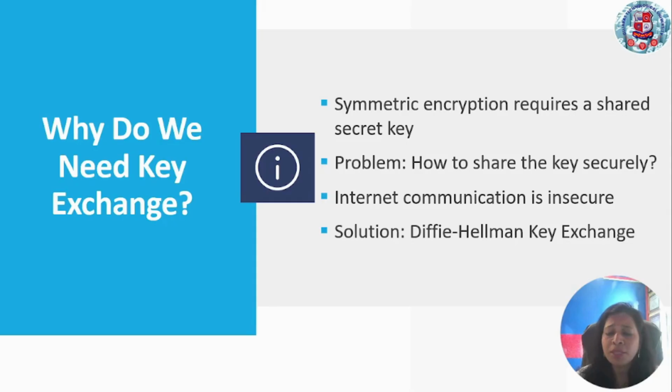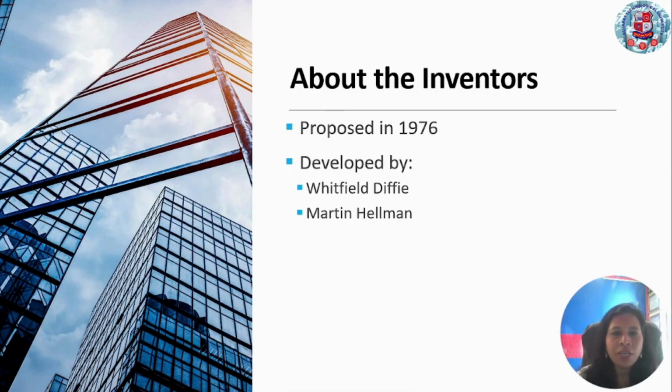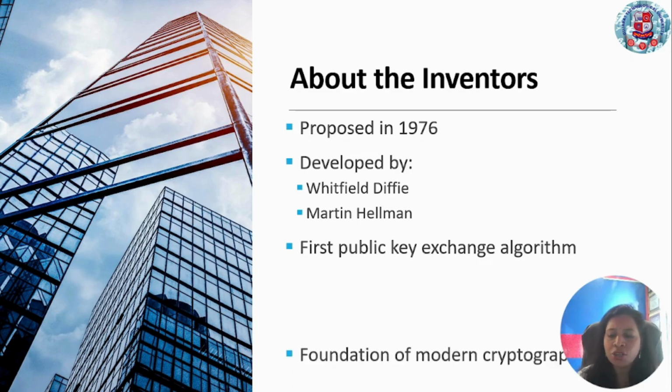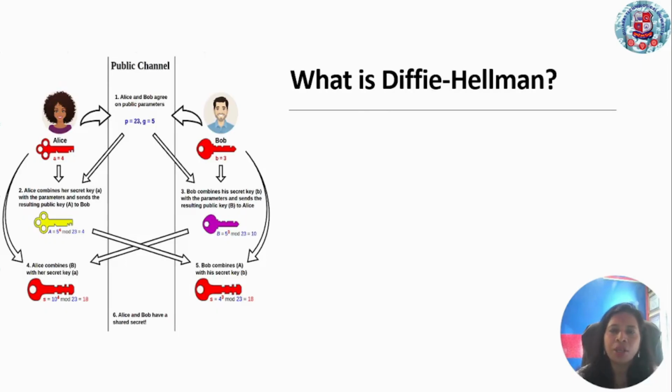This problem was solved in 1976 by two researchers. The Diffie-Hellman algorithm was introduced in 1976 by Whitfield Diffie and Martin Hellman, and it was the first publicly known key exchange method and became the foundation of modern public key cryptography. This invention completely changed the world of secure communication. So next, what is Diffie-Hellman?